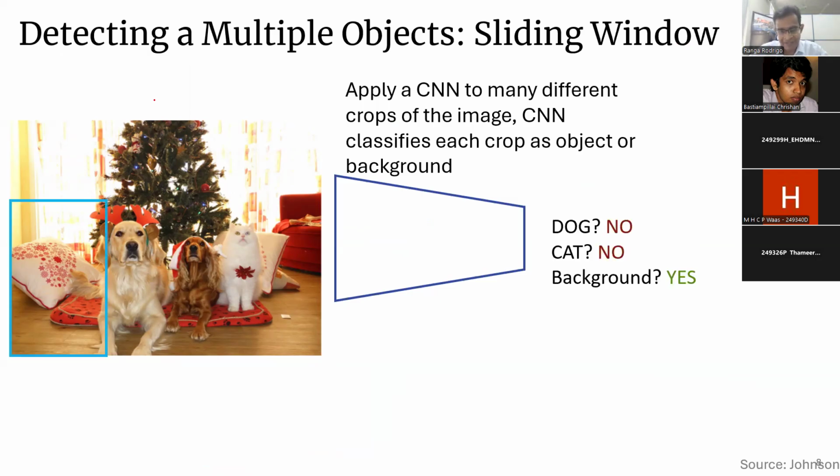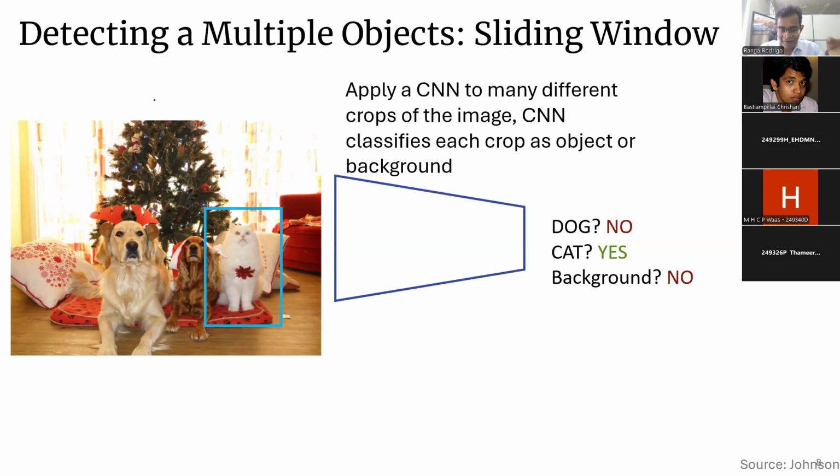So dog, no, cat, no, background, yes, for this one. For this one, dog, yes, cat, no, background, no. For this one, dog, yes, cat, no, background, no. For this one, dog, no, cat, yes, background, no. But I'm cheating. I'm locating these boxes on the objects by force, right?